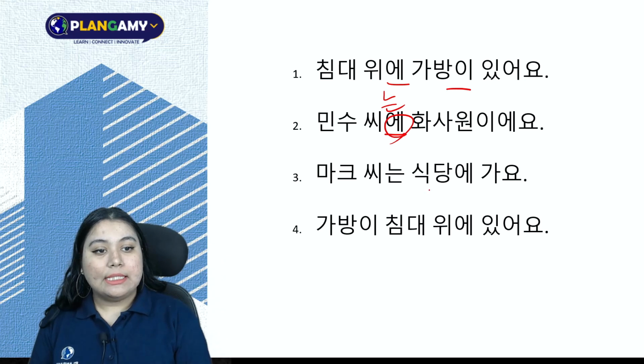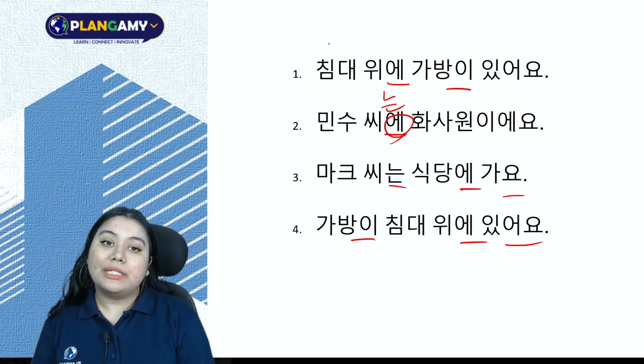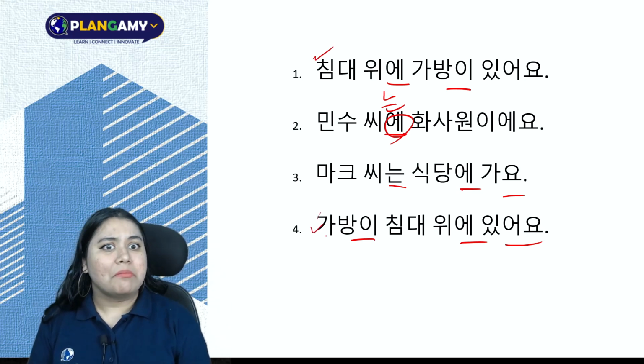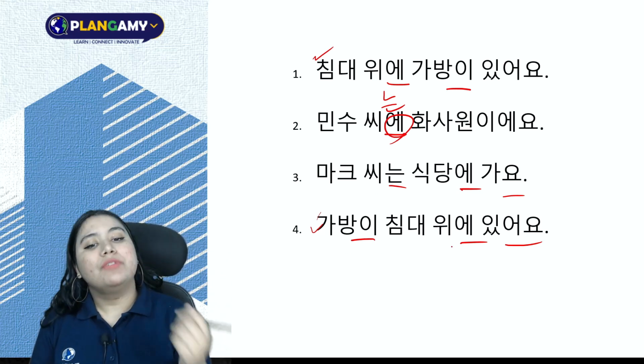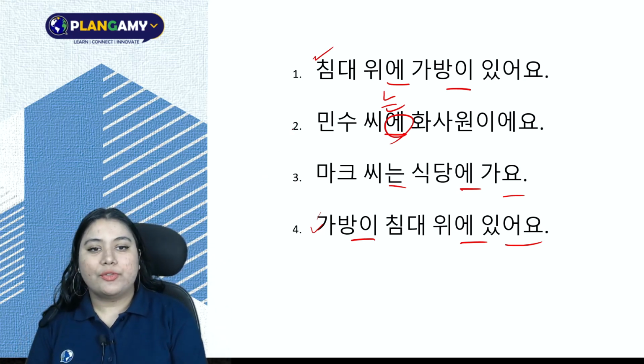마크 씨는 식당에 가요. This is also okay. 마크 씨는 가방이 침대 위에 있어요. So bag is on the bed. So if you notice, sentence number 1 and sentence number 2 essentially mean the same. 침대 위에 가방이 있어요. There is a bag on the bed and 가방이 침대 위에 있어요. Both have the same meaning. There are two ways that you can say it. Okay, so incorrect option number 2.